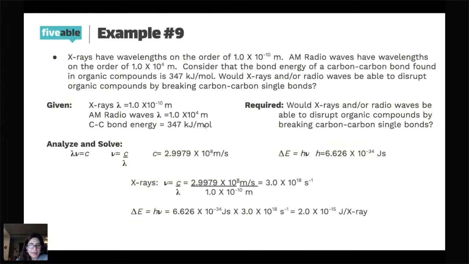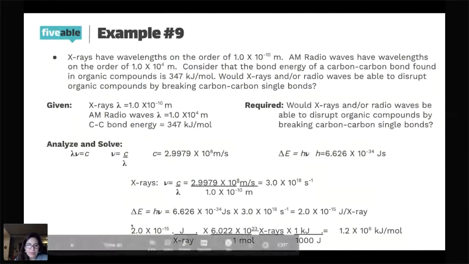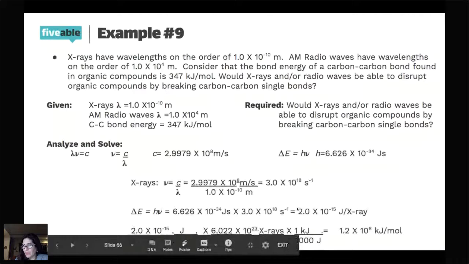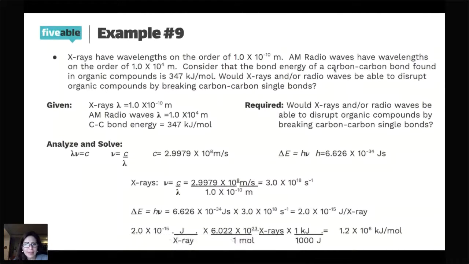So the next step is to use this. We're going to multiply the units of joules per X-ray times again the factor of 6.022 times 10 to the power of 23 X-rays, because that's how many units we need for 1 mole. And then we're going to use the factor of 1 kilojoule per 1,000 joules. By multiplying these factors, we can change the units of joules per X-ray to kilojoules per mole.